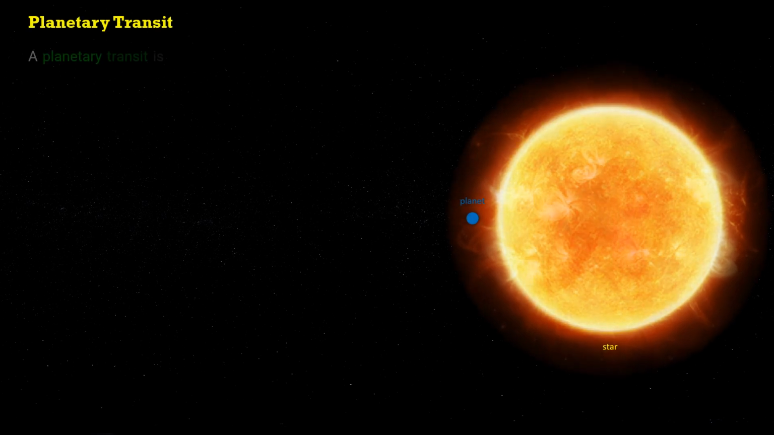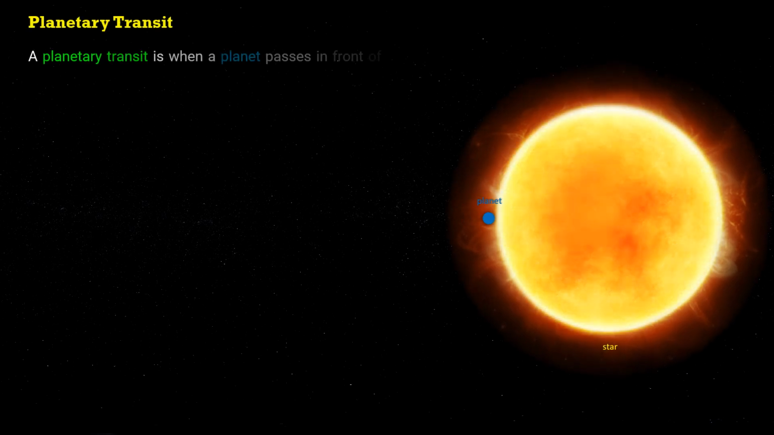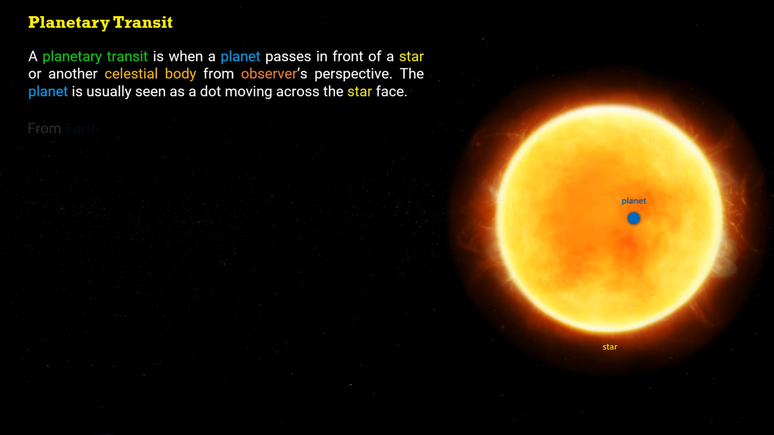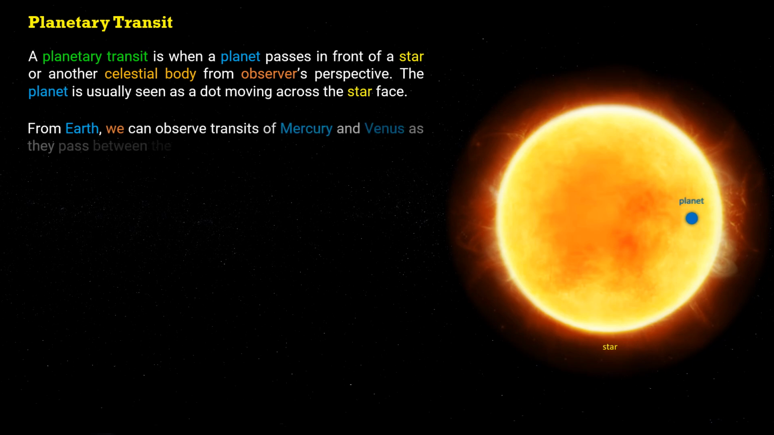A planetary transit is when a planet passes in front of a star or another celestial body from the observer's perspective. The planet is usually seen as a dot moving across the star's face. From Earth, we can observe transits of Mercury and Venus as they pass between the Sun and Earth.